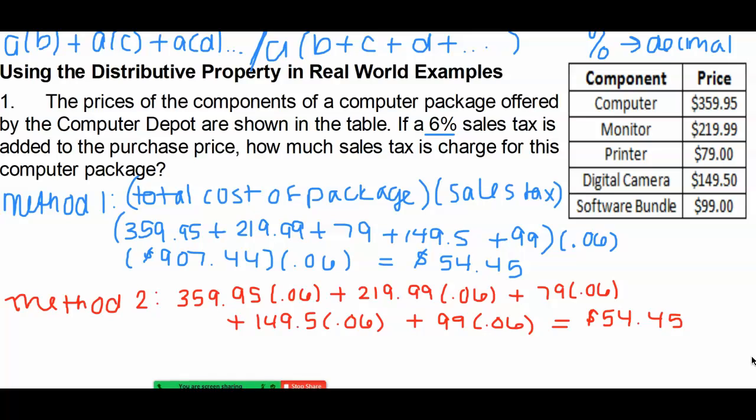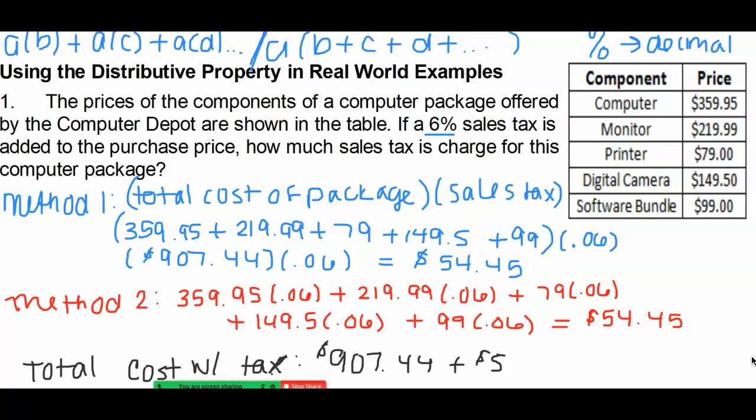And even though the problem doesn't ask it, the total cost, or what you would pay if you purchased all of those components with sales tax in Washington County, would be the 907.44 plus the 54.45, totaling 961.89.